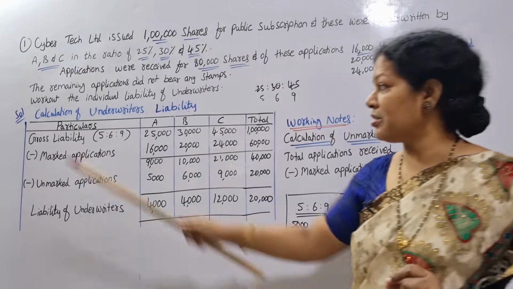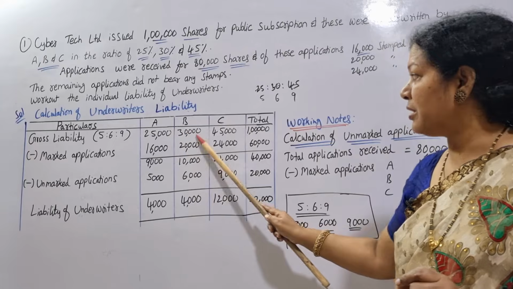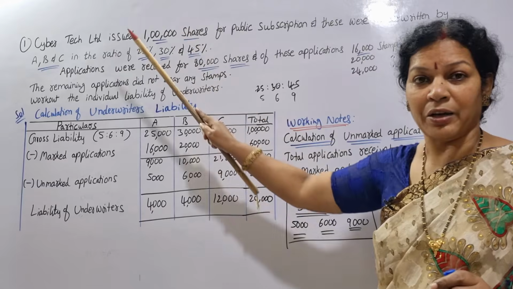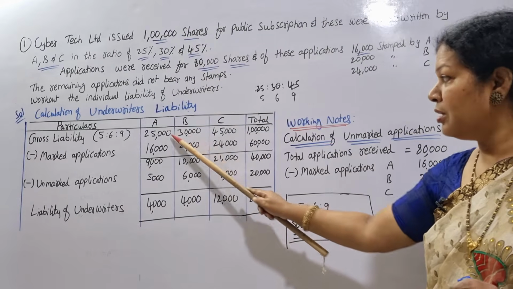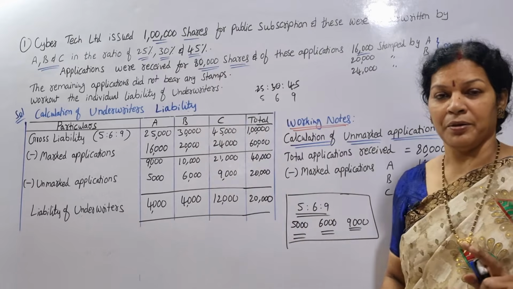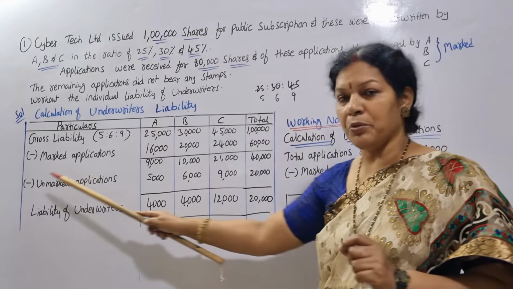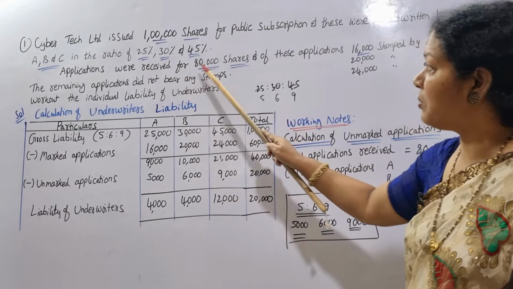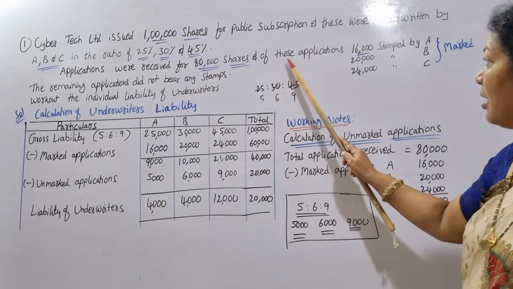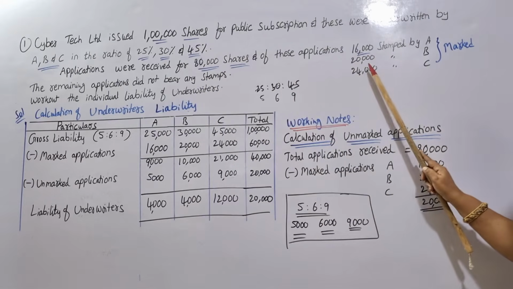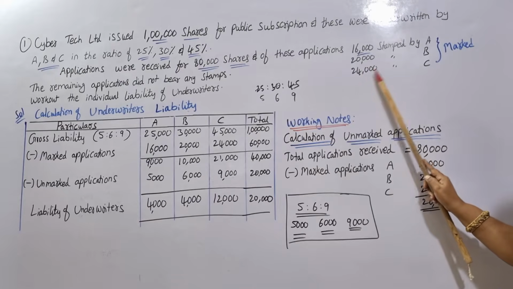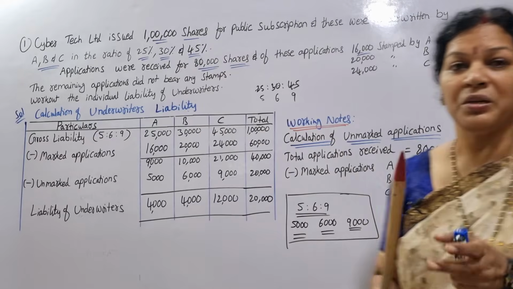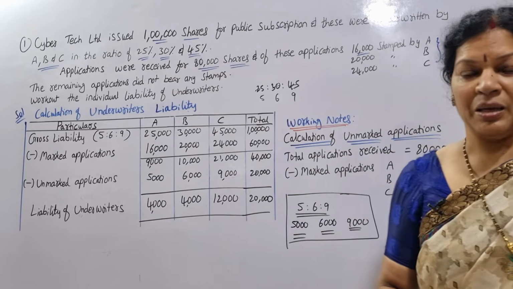Gross liability ratio. Gross liability is this much, 25, 30, 45. How did you get 25%, 30% and 45% out of this 1 lakh rupees? So this is gross liability. Total we have written. Immediately out of this we have to deduct marked applications. Marked applications are already given. Applications were received for 80,000 shares. Out of these, 16,000 stamped, 20,000 stamped, 24,000 stamped, means these are all marked, already written. Marked applications we have to deduct to get the liability.